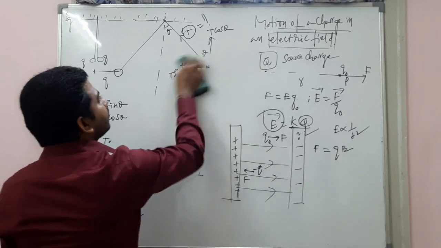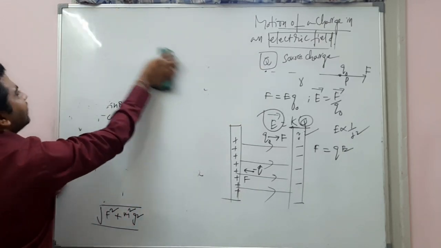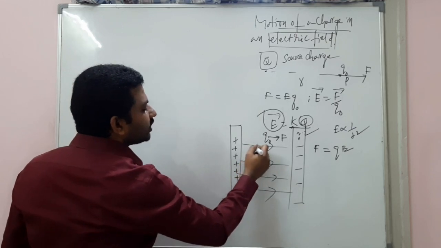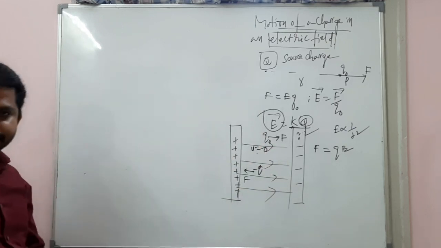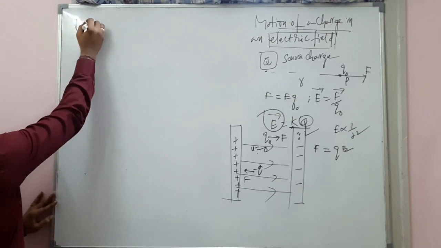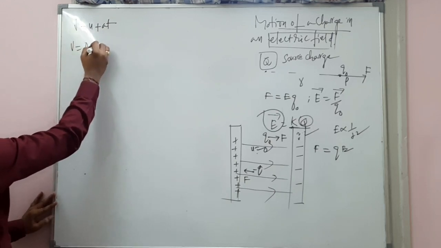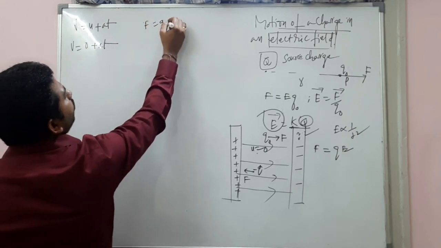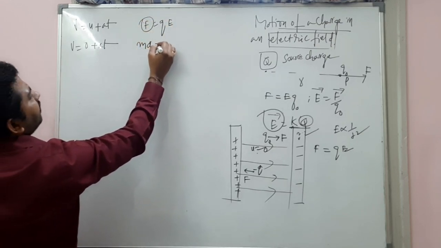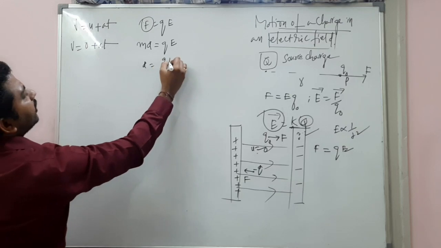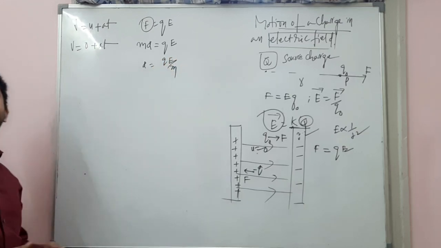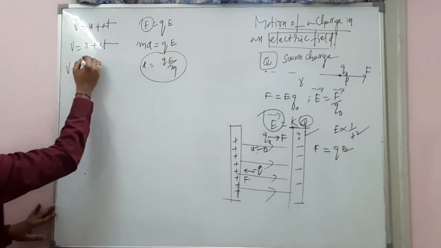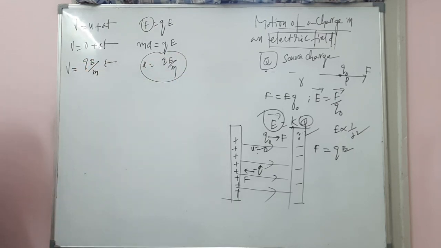In this way, I have an electric field where I just place a charge, with u equal to 0 initially. We know v is equal to u plus at, so v is equal to 0 plus at. Observe carefully. We have electric force F equal to QE, and this F I can write as mass into acceleration, which is Q into E, so acceleration is QE by m, my dear students. You can expect a question from here. Observe, so v is equal to acceleration, QE by m, into t.